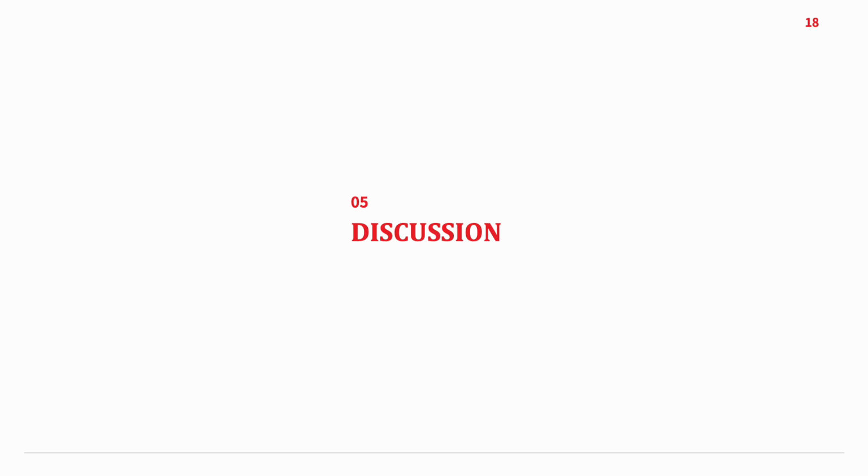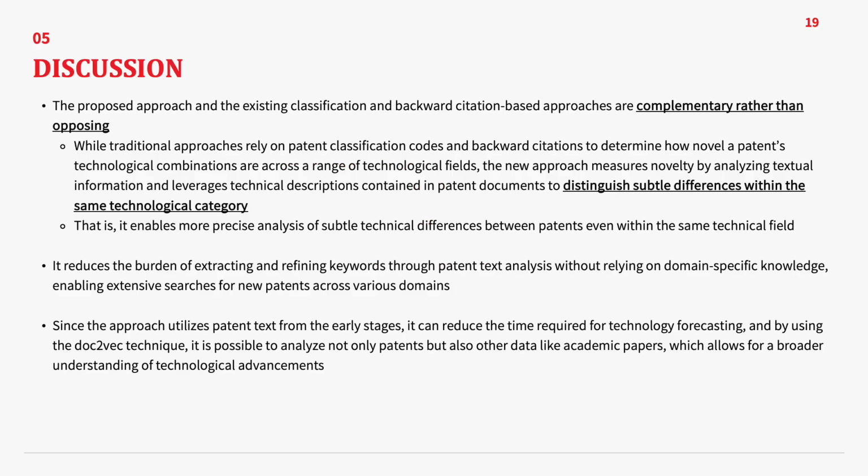Now this is a discussion session. To conclude, this approach does not replace traditional classification and citation-based methods, but rather complements them. While existing methods evaluate novelty by analyzing classification codes and backward citations, this method leverages patent text to distinguish subtle differences within the same technological category. This allows for a more precise assessment of technological novelty.